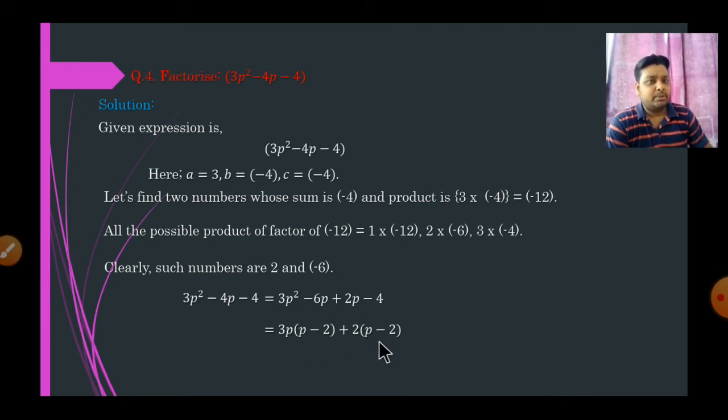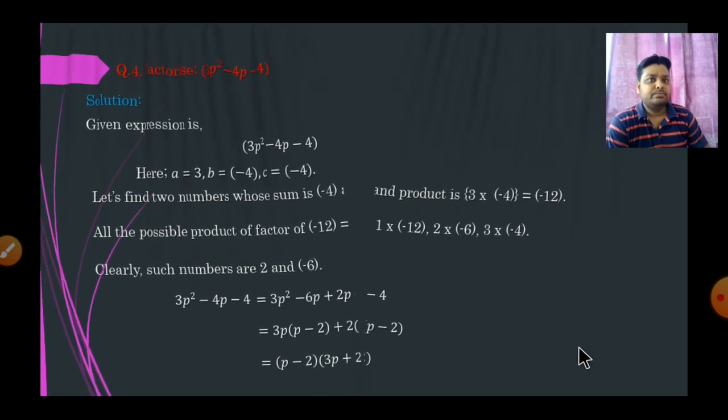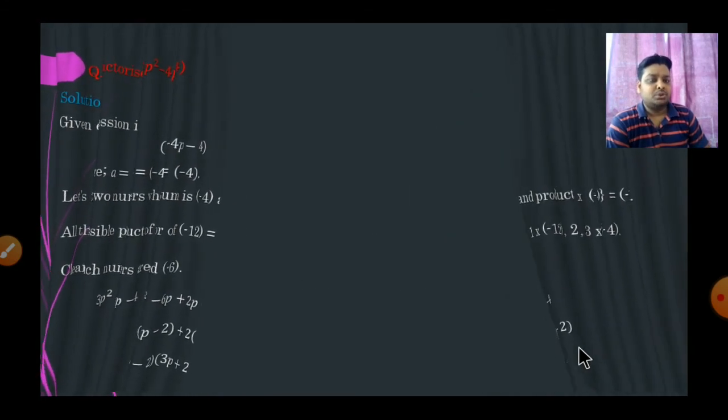So p minus 2 is the common binomial. Then what is the leftover value? 3p plus 2. So this one will be our answer. Okay, students, I hope that you all have understood. So let's see another question.